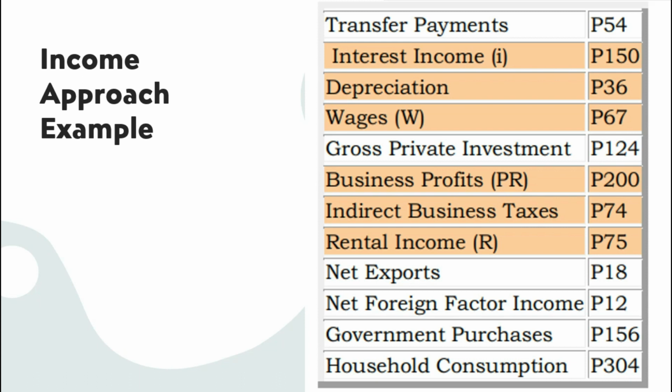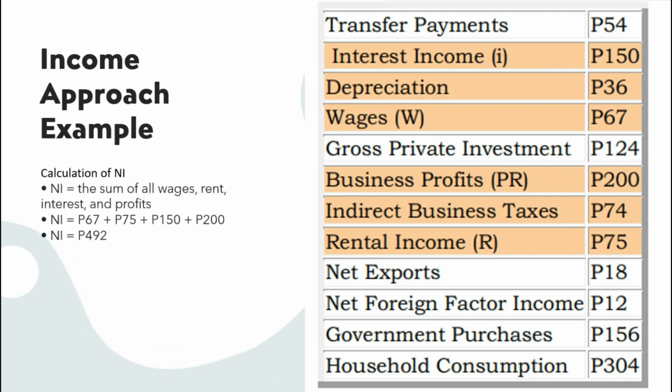So here, this is the calculation of the national income. Alright. So, this is the calculation of the national income.